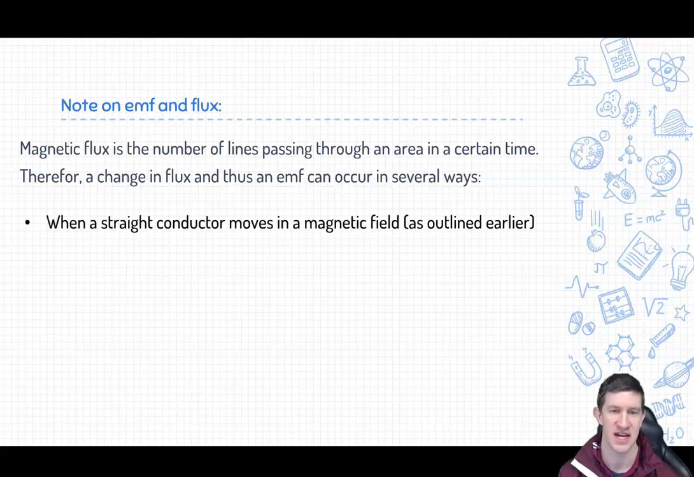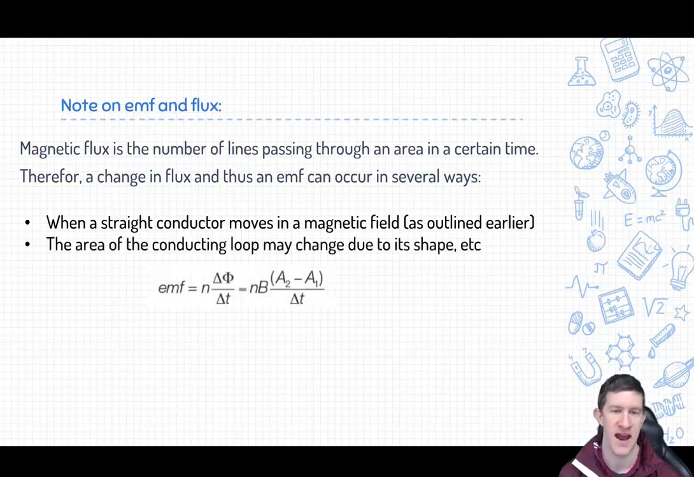Firstly, when a straight conductor moves in a magnetic field, as we outlined earlier. So when that conductor is moving through a magnetic field, it generates this force by pushing the electrons to one end of the conductor and inducing charges. The area of the conducting loop may also change due to its shape.